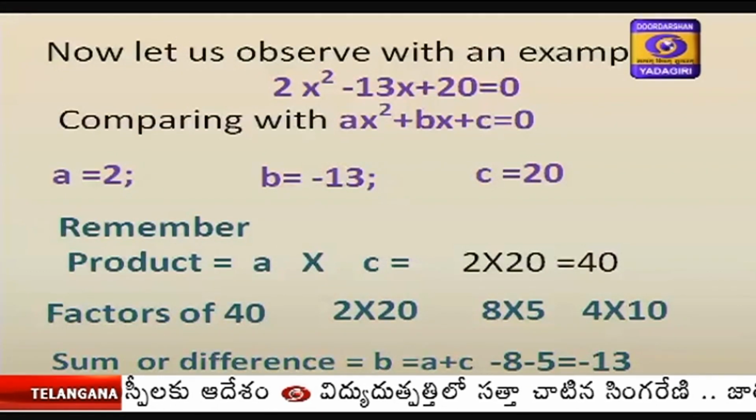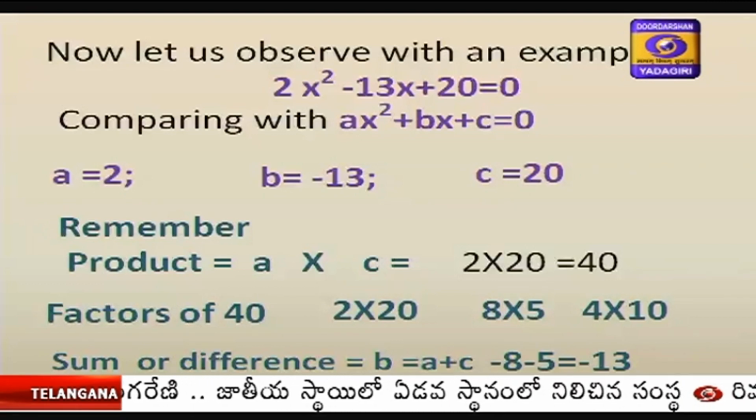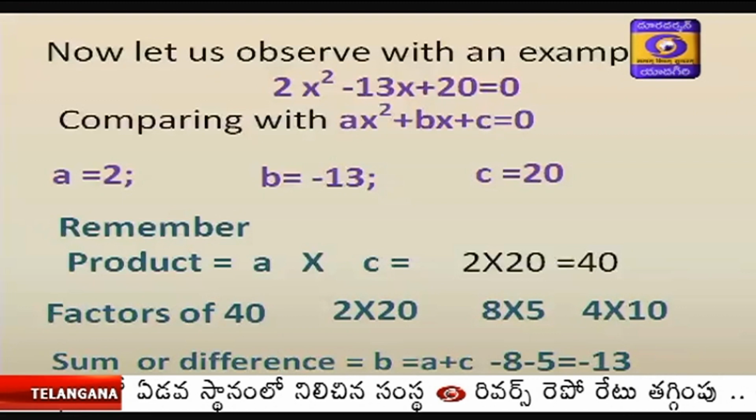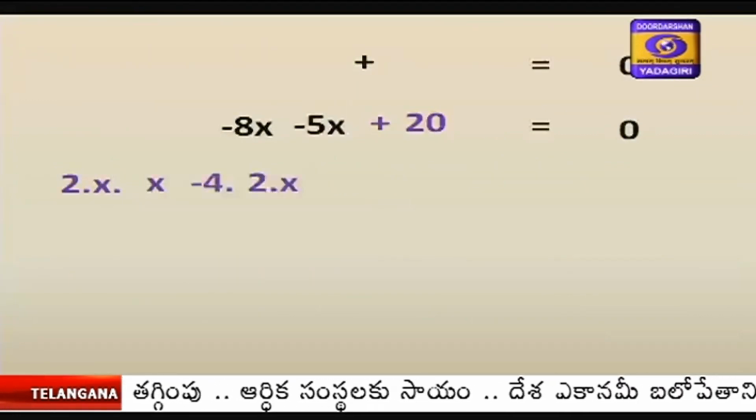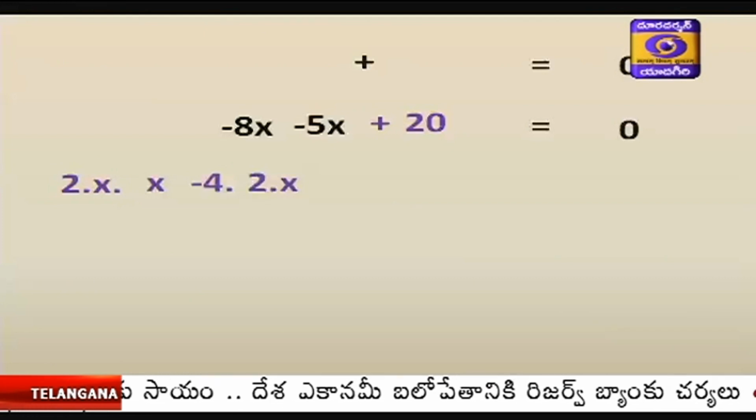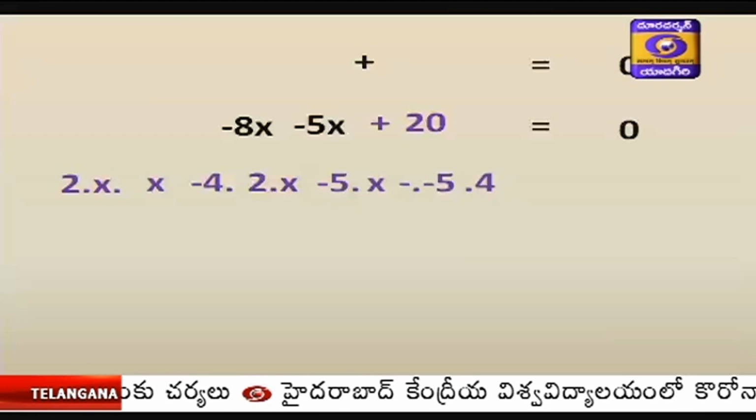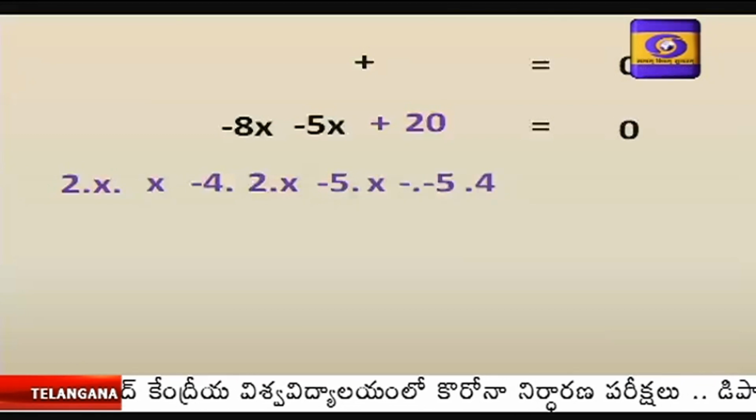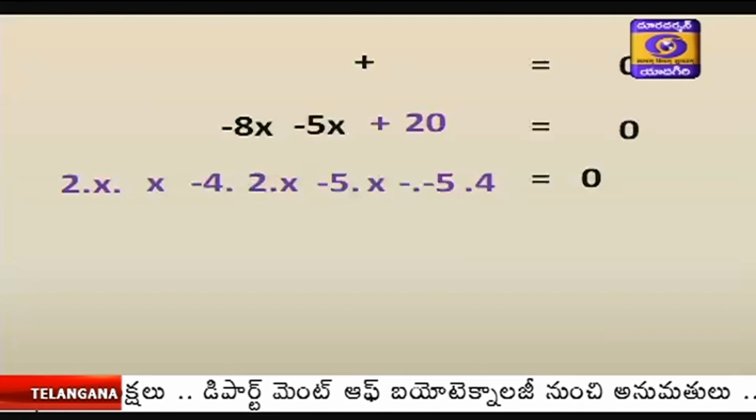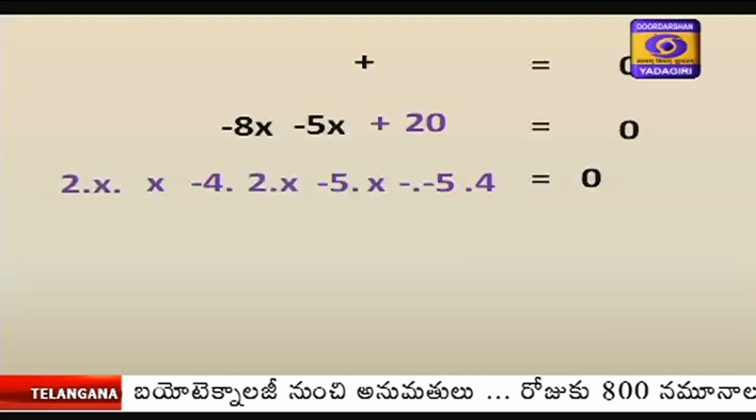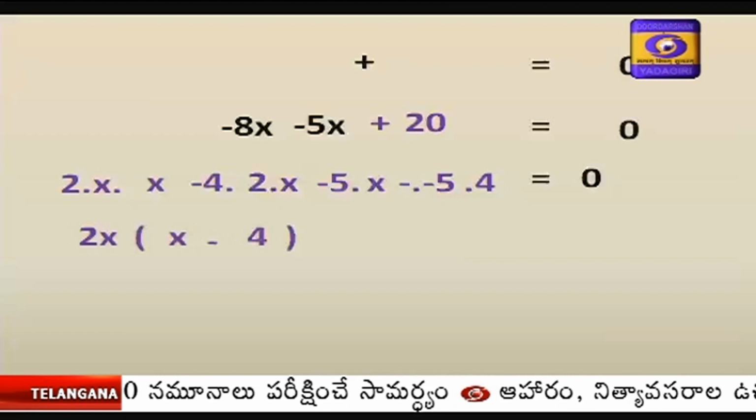Then rewriting the quadratic equation, 2x square minus 13x plus 20 equals 0 becomes 2x square minus 8x minus 5x plus 20 equals 0, that is 2x into x minus 4 minus 5 into x minus 4 equals 0. Then from the first 2 terms, what can we take common? 2x. Take 2x as common, and keep the remaining terms in the bracket, x minus 4.